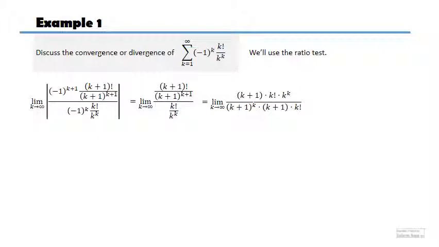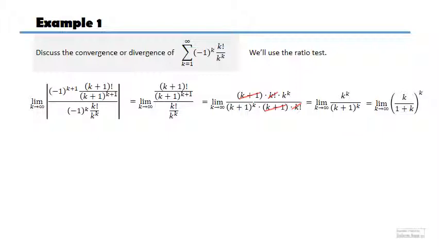Well, (k plus 1) factorial is (k plus 1) times k factorial, right? So let's write then k plus 1, and (k plus 1) to the power of (k plus 1) is (k plus 1) times (k plus 1) to the power of k. So I can end up with this expression here. And I can cancel quite a few of these things out, right? When I cancel quite a few of these things out, I end up with the limit as k goes to infinity of this thing here.